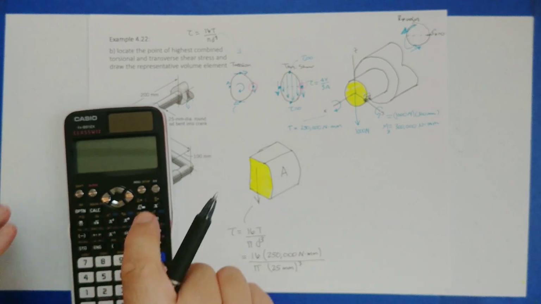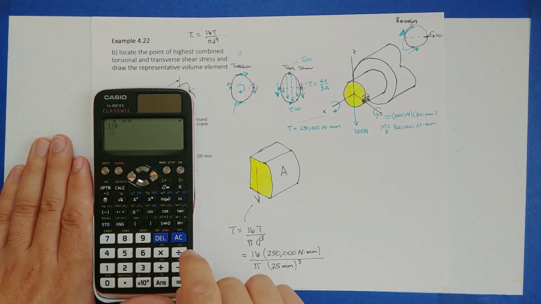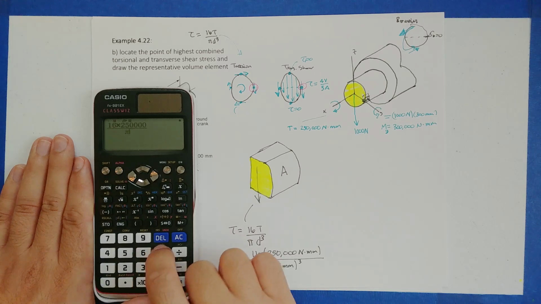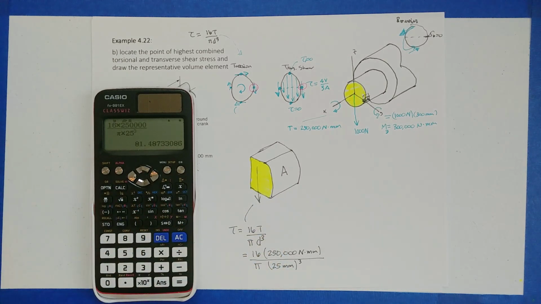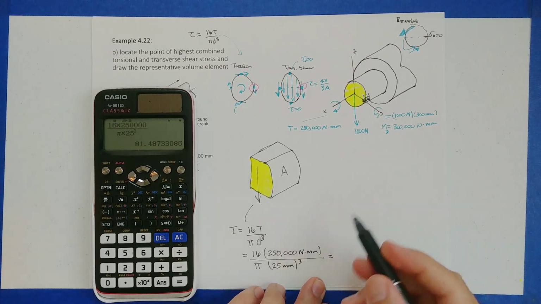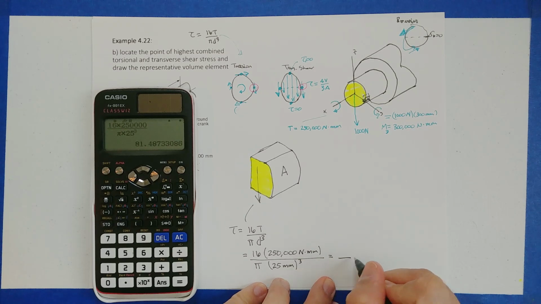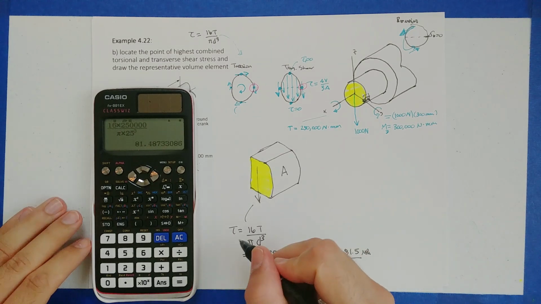This is the same value as last time, but I'm going to double punch it in the calculator just to make sure I don't make a mistake. So 16 times 250, 1, 2, 3, divided by pi times 25 cubed. It's 81.5. What are the units? Again, Newton per millimeter squared, which is the same thing as a megapascal. So 81.5 megapascal. Again, this is from torsion.